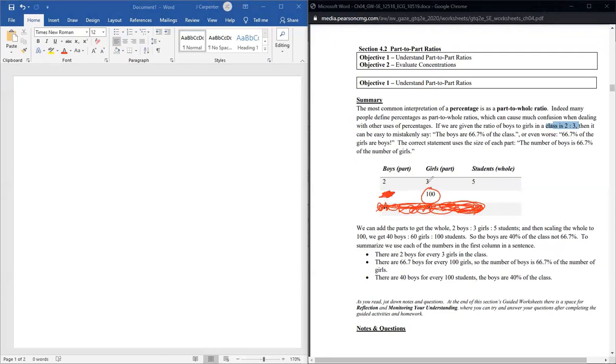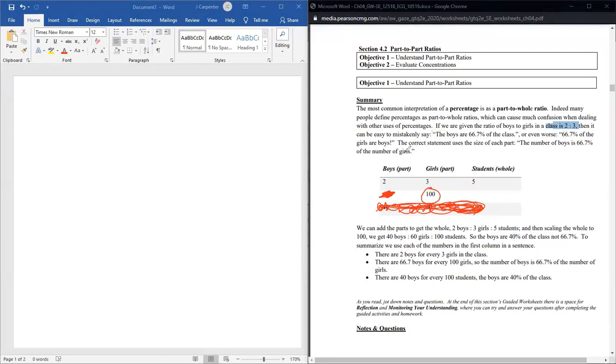We know it's 2 boys for every 3 girls, and we're just going with the classic boys and girls. So 5 students in total. For every 2 boys, 3 girls, 5 total. So if there were 4 boys, there'd be 6 girls, and there'd be 10 students total. We could keep making more rows because it's a proportion table. 20, 30, 50, 200, 300, 500. Those would all be perfectly the same proportional relationships.